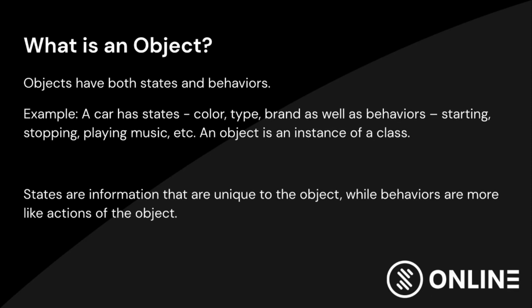So we have two things, they have different states. However, the behaviors, starting, stopping, and playing music, are the same for both. So that gives you a good instance of the differences between objects. So objects can be very specific. States are information that is unique to the object, while behaviors are more like actions of the object.